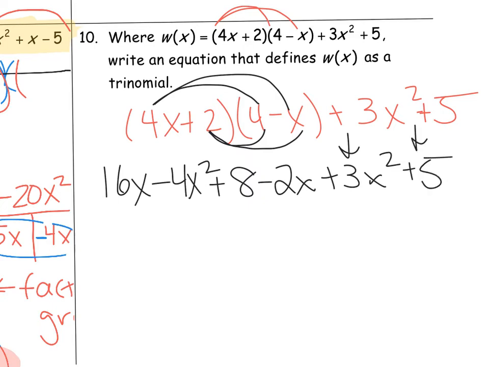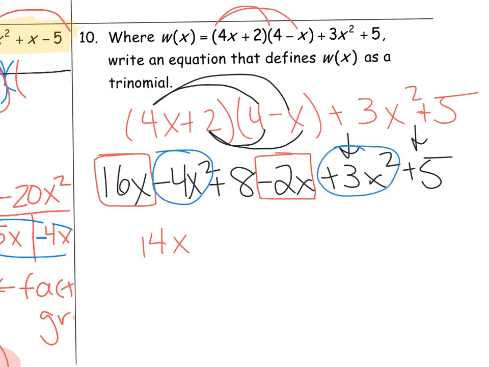Now we can combine like terms. 16x is going to pair with negative 2x, and that's it. So I have 16x minus 2x, which is 14x. Next, I have negative 4x squared is going to pair with positive 3x squared. When I combine like terms, I'll just be left with negative x squared. And then lastly, positive 8 and positive 5 is going to total to positive 13.